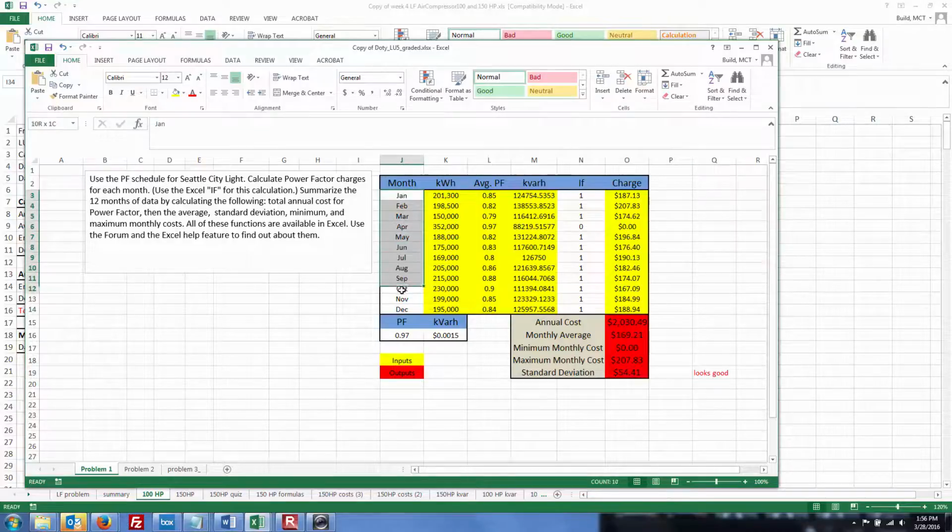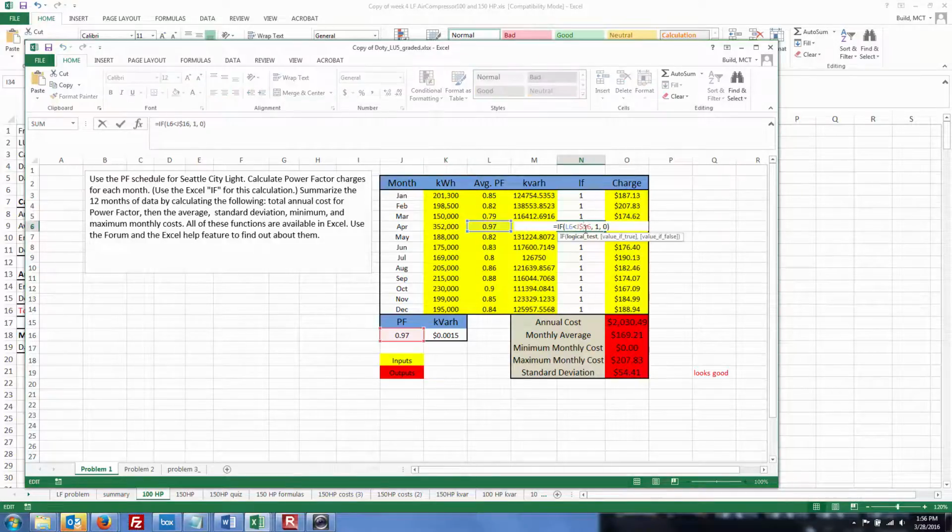Here are your months of the year. These are kilowatt hours used per year, average power factor. Here's the kVARh used. This is the if statement. J16 is the power factor. So if you're under that power factor, you have to pay. If not, you're good to go. So that's where the 0s and 1s come from.